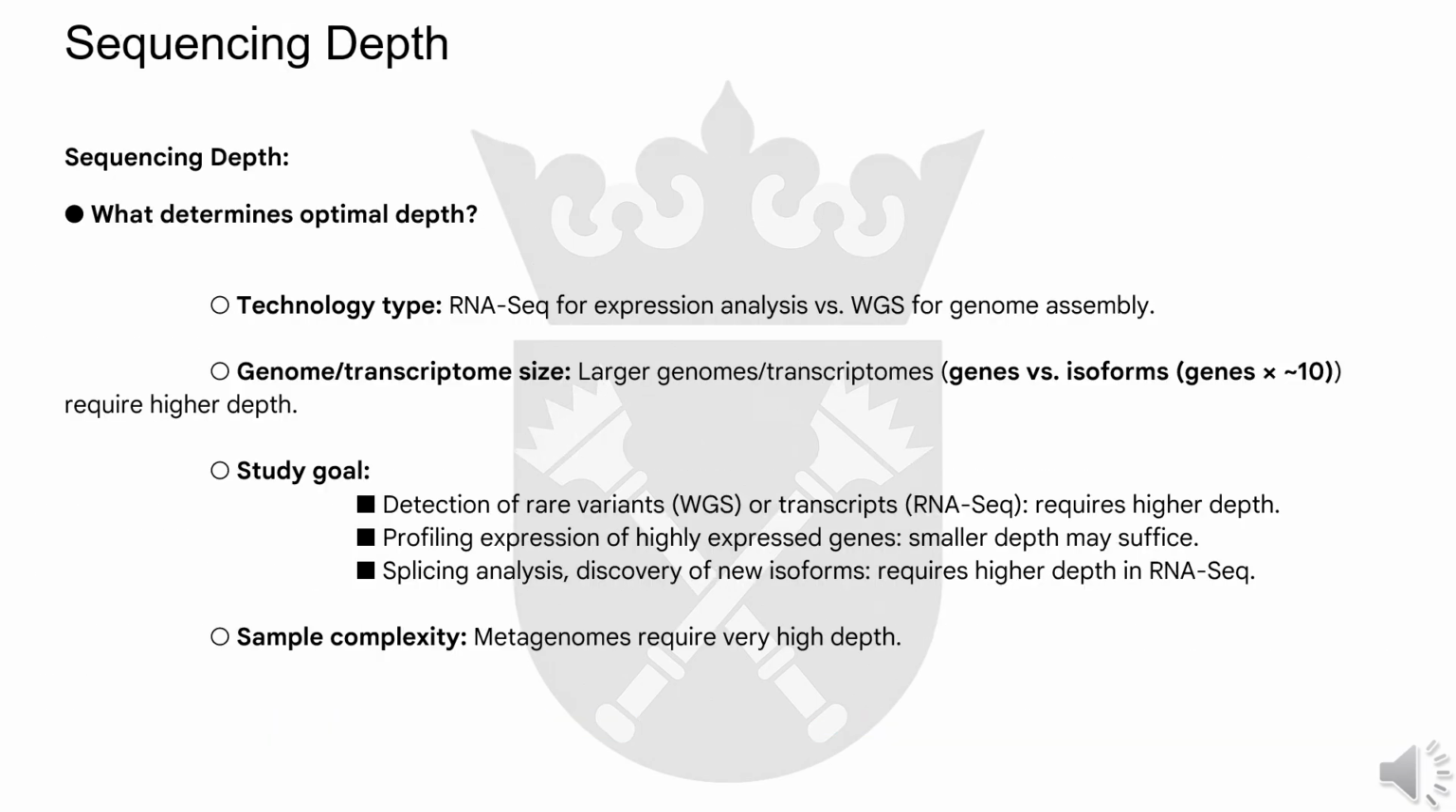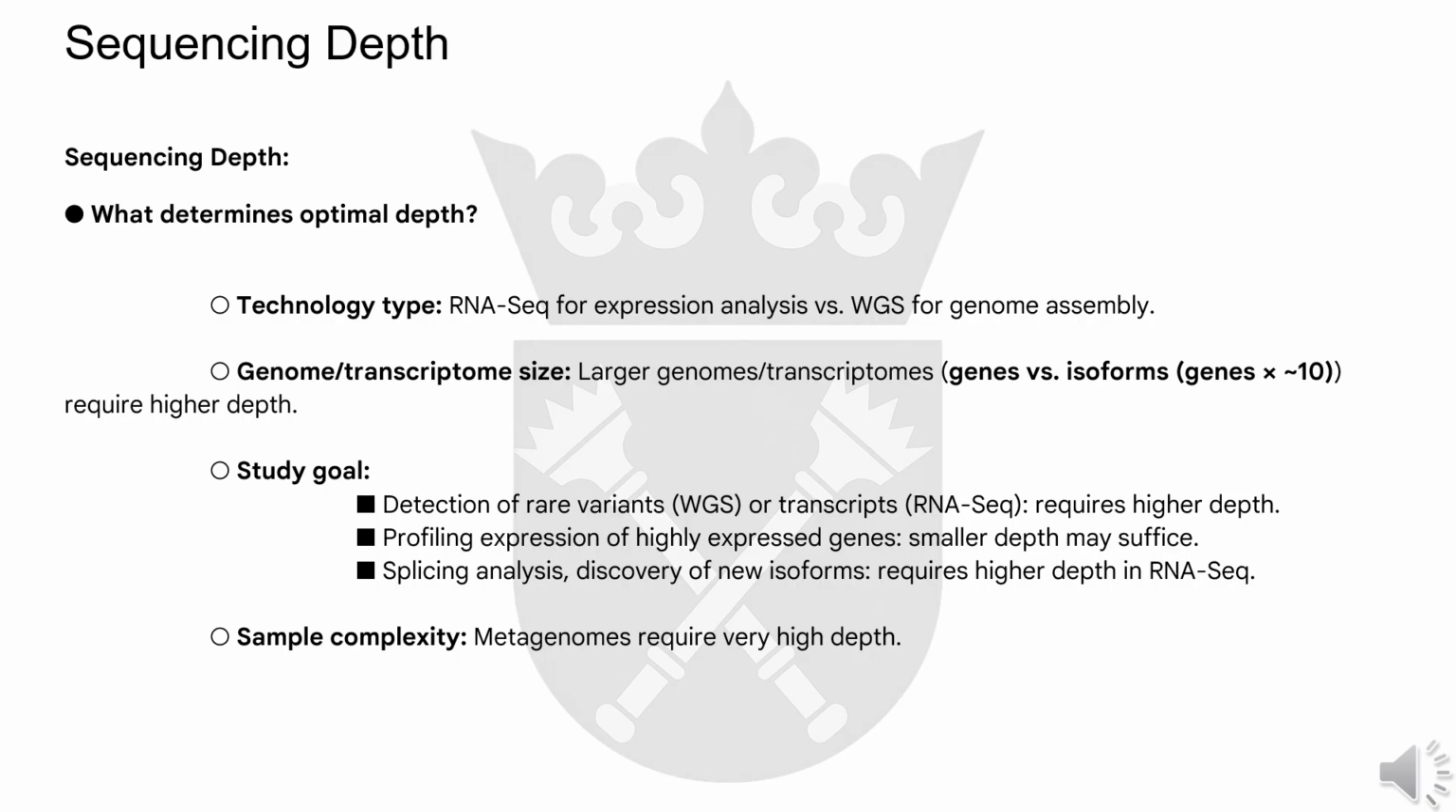The last key technical parameter is sequencing depth. How many reads we generate for a given sample. And again, it all depends on the goal. If we are only interested in highly expressed genes, moderate depth is enough. But if we want to detect rare transcripts, new isoforms, splicing events, we need much higher coverage. In metagenomics, the situation is even more challenging, because we have many organisms and a very complex mixture. Here, depth increases dramatically, especially if you want to reconstruct complete microbial genomes.